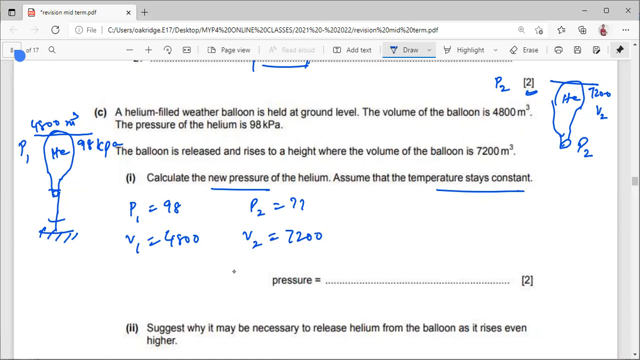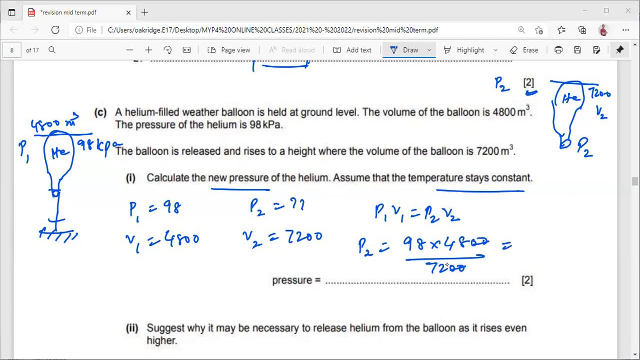Which equation shall we use? Temperature remains constant, so this is Boyle's law, right? P1 V1 is equal to P2 V2. Now you need to find the value of P2. Quite simple, it should be 98 into 4800 divided by V2. What is V2? 7200. Hope you understand the math behind it. Let us calculate this. There is my calculator. 98 multiplied by 48 divided by 72, which should be 65.33.